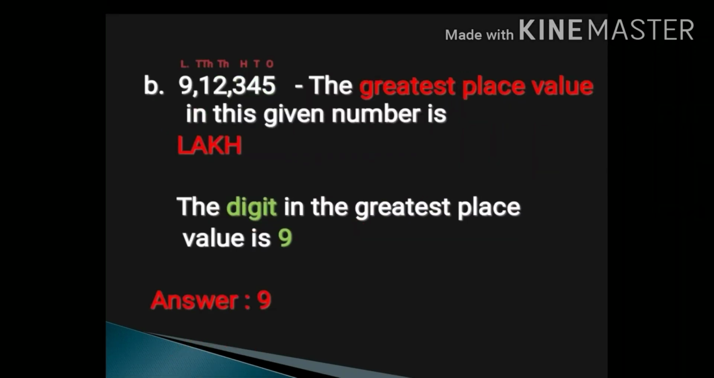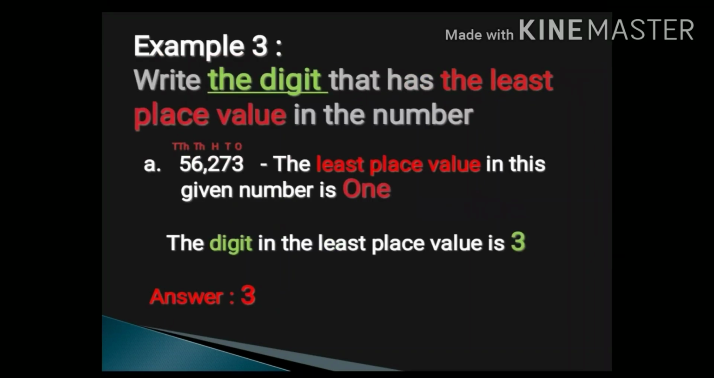We will do one more sum. The number is 9,12,345. So, write the place value on the top of each digit. The greatest place value in this sum is lakh. The digit in the greatest place value is 9. So, the answer is 9.